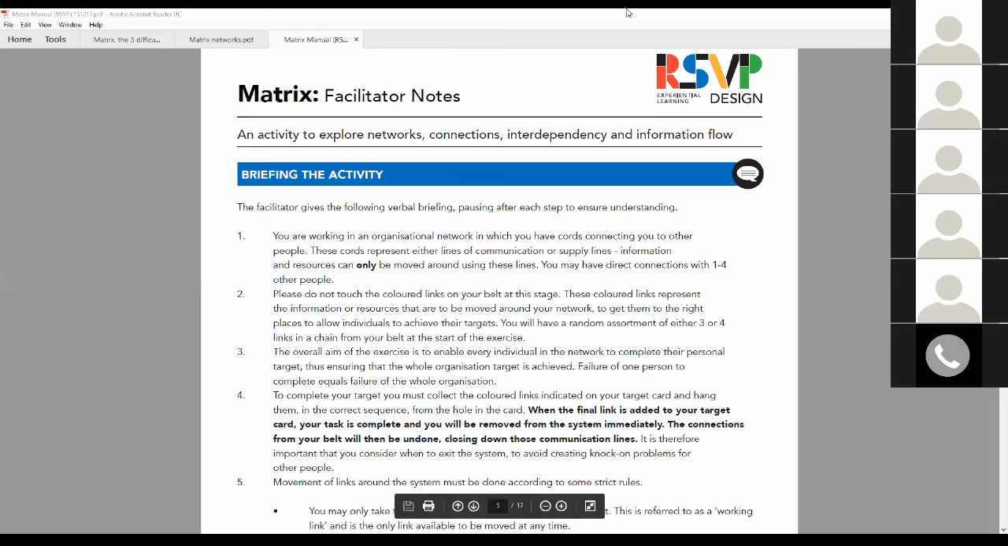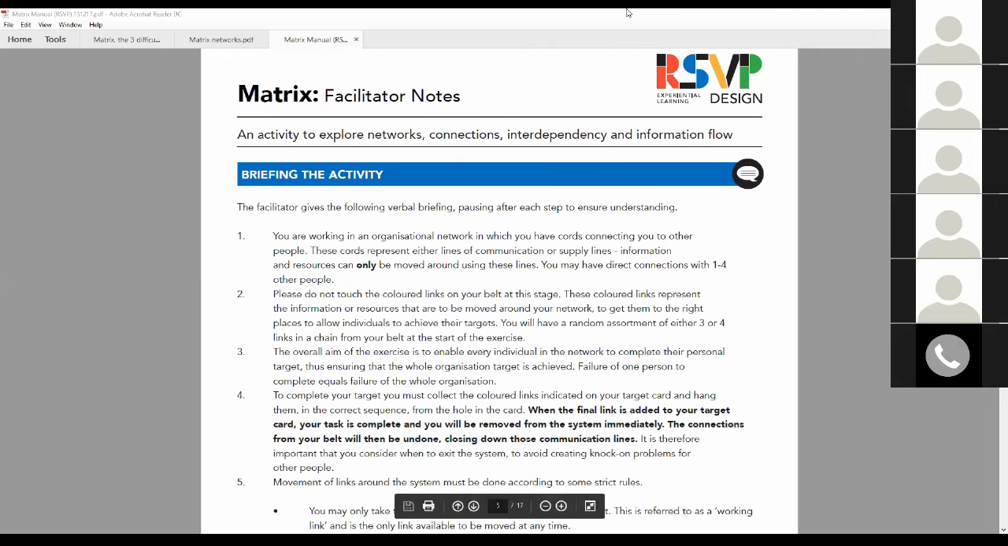Third point here is the overall aim of the exercise is to enable every individual in the network to complete their personal target, thus ensuring that the whole organizational target is achieved. Failure of one person to complete equals failure of the whole organization. So what we're aiming for is 100% success rate for the people in the network, everybody completing their card successfully.